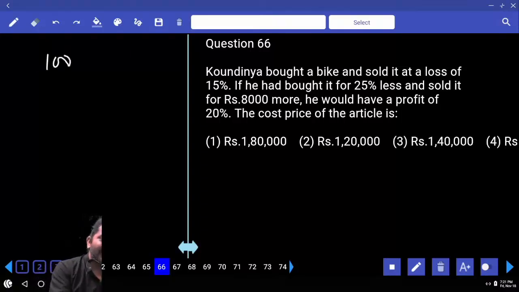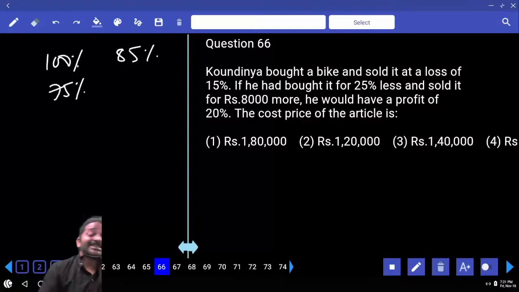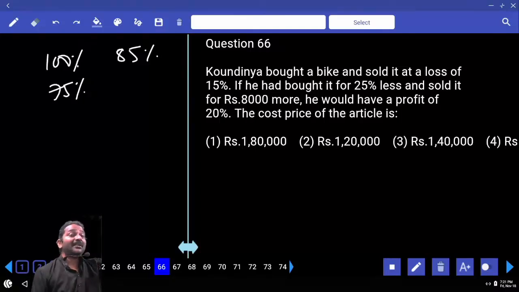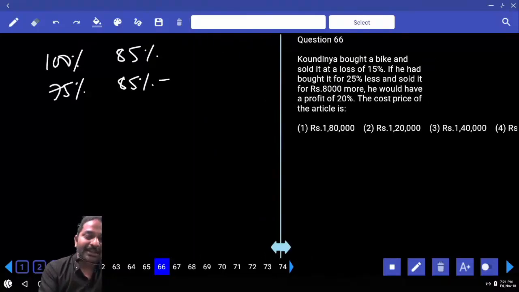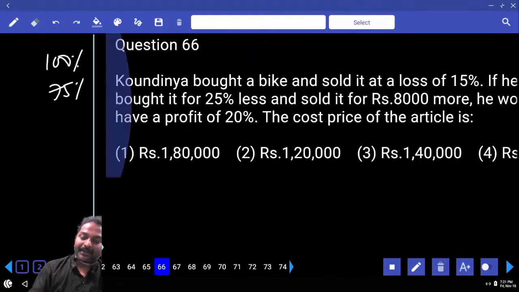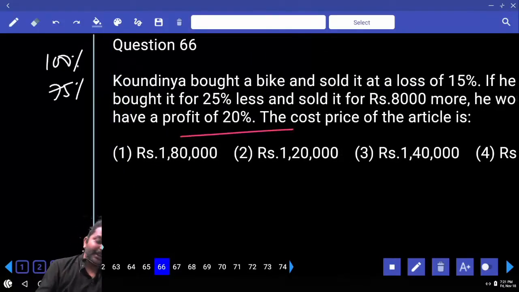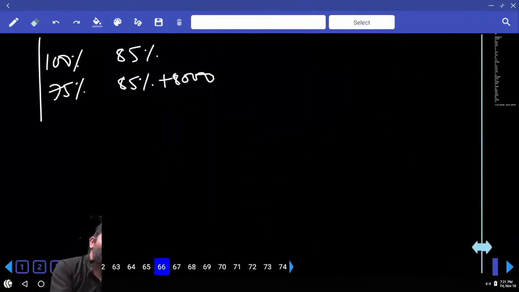Otherwise what do we do? Cost price 100, 15% loss, 85. Next, bought it 25% less, 25% less than the previous cost price only, hence it is 75, and sold it for 8,000 more than the previous selling price. Previous selling price was 85% and now it has to be 8,000 more. Now what happened? He would have a profit of 20%. Is this 20% profit for the first case or the second case? In the second case, what is the cost price?